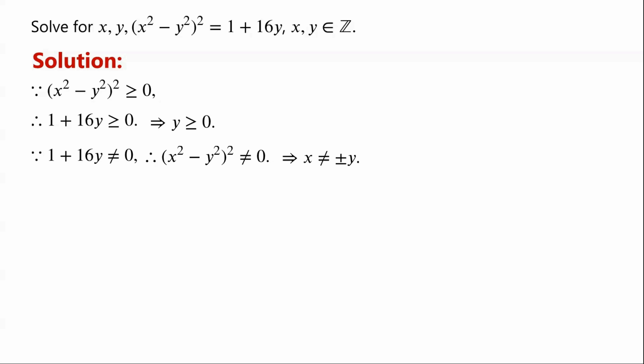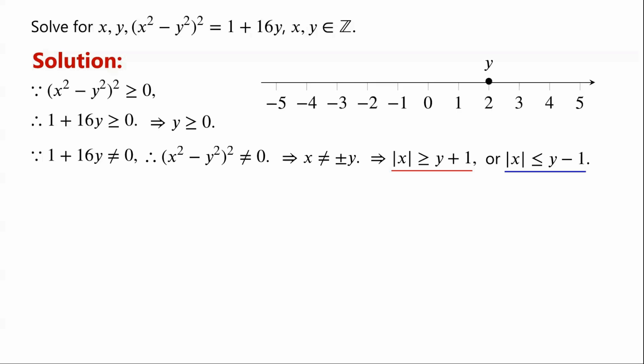So there are two cases: either the modulus of x is greater than or equal to y plus 1, or the modulus of x is less than or equal to y minus 1. Take y equals 2 for example, then x cannot equal 2, and x cannot equal negative 2. y plus 1 is 3. So x is greater than or equal to 3, or x is less than or equal to negative 3. y minus 1 is 1. So x is greater than or equal to negative 1, and is less than or equal to 1.